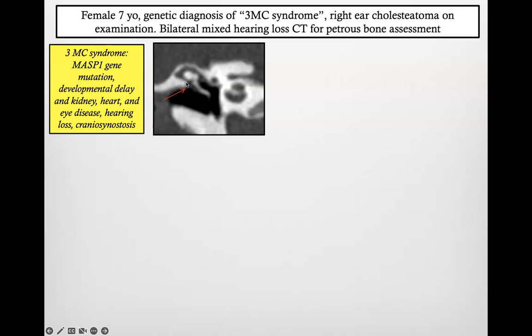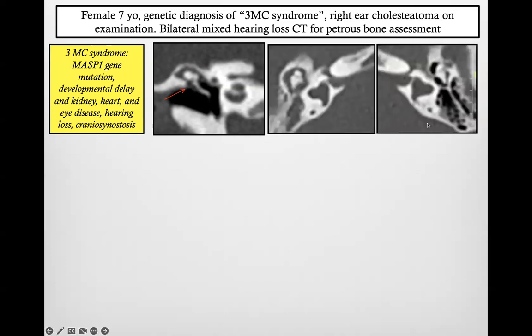So this is probably a very small cholesteatoma. However, if you look at here, this is not a pure conductive hearing loss. The clinical history mentioned mixed hearing loss. So we need to keep looking because pediatric patients are very complex, especially in syndromic context. And look at this. There is no semicircular canal.